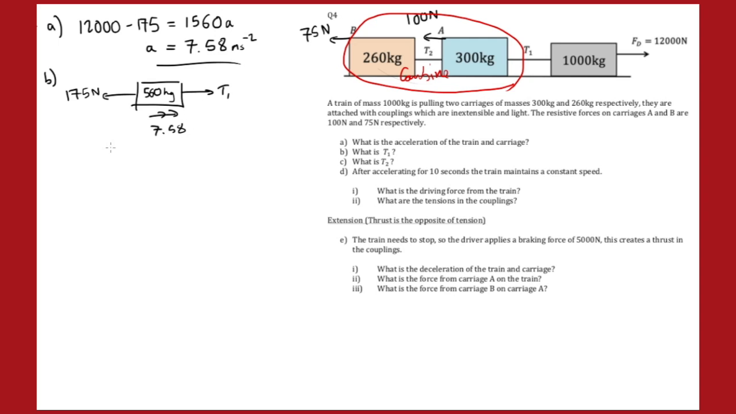So to work out this tension, we do T1 minus 175 equals 560 times the acceleration, which is 7.58. So we times these together, add the 175, and that should give us our tension, which is 4,419.87. So let's call it 4,420.